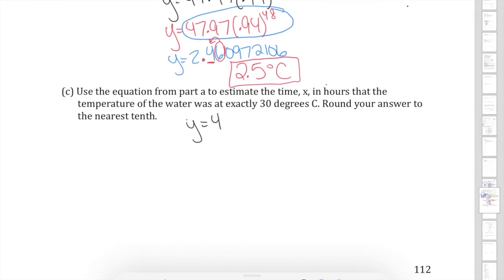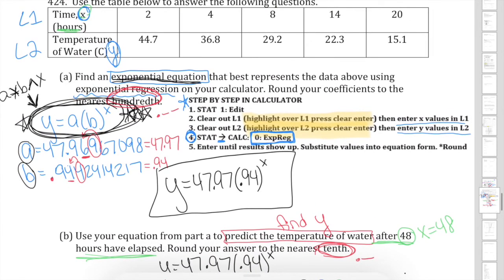All right, part C. Again, use the equation from part A. So my first step here is to just bring down that equation. Y is equal to 47.97 times 0.94 to the x. So again, use the equation from part A to estimate the time x. So for this one, it's asking me to find x in hours that the temperature of the water was at exactly 30 degrees Celsius.